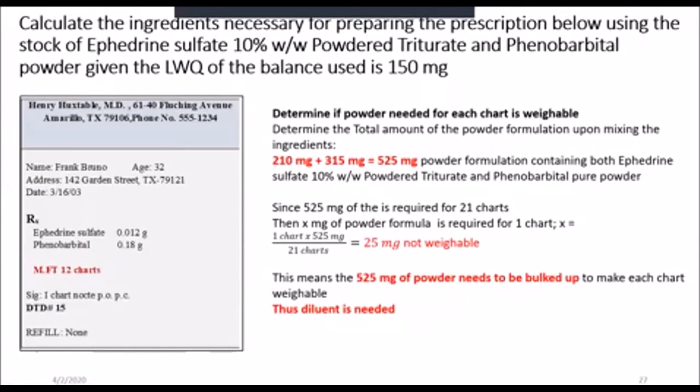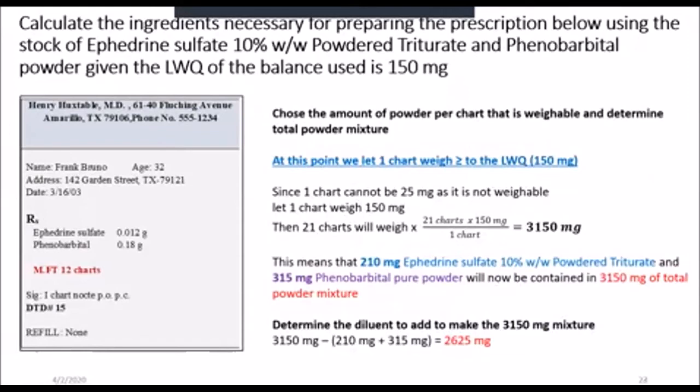So it means then that your mixture of your active ingredients will need to be bulked up. In other words, we need to add diluent to this 525 milligrams in order to make each chart become weighable. So a diluent is needed.